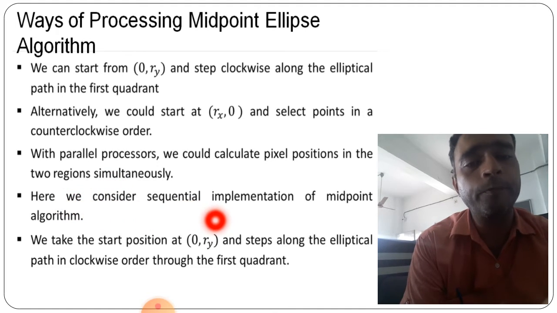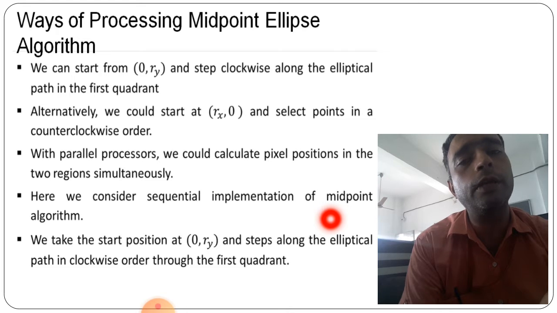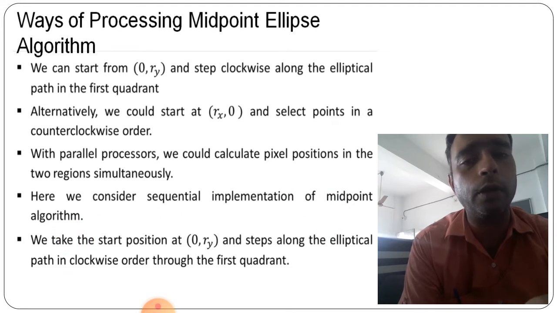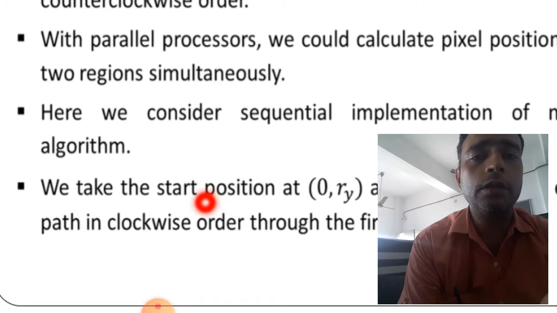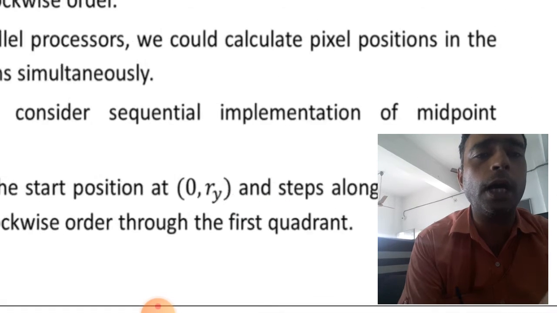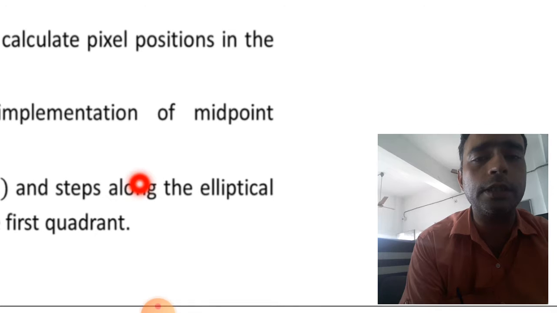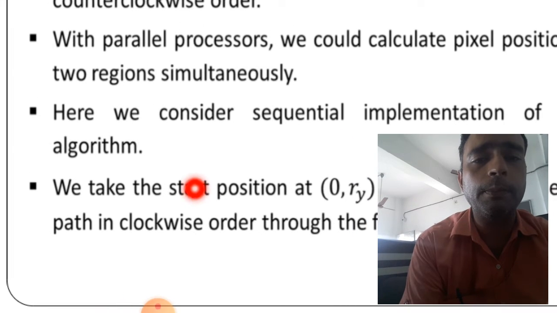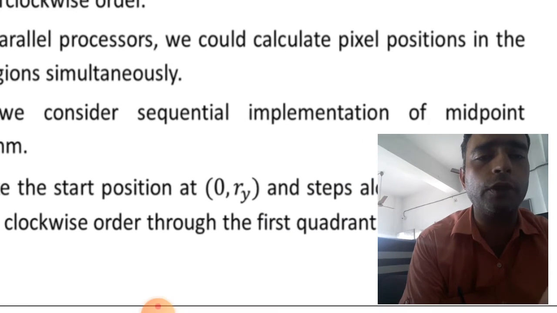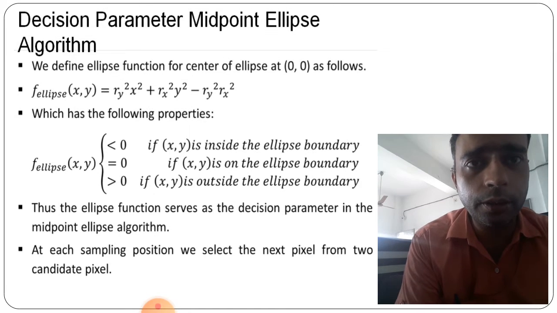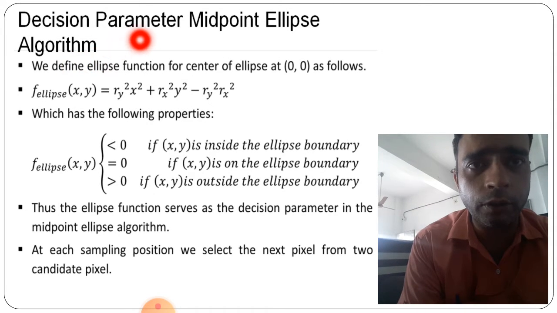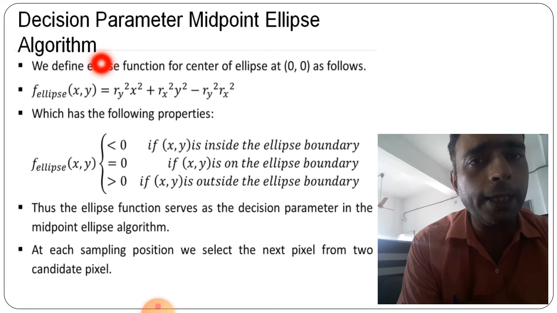इसका मतलब we consider sequential implementation of the midpoint algorithm. So we take the start position at 0 comma ry and the steps along the elliptical path in the clockwise order through the first quadrant, we can say, right? So here the decision parameter is given first of all, that is for the midpoint ellipse algorithm.